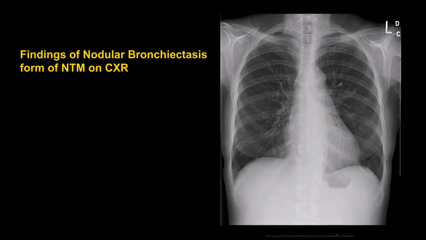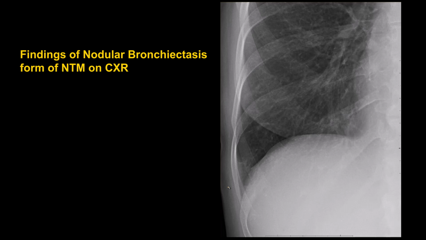Okay, let's take a look at some examples of the nodular bronchiectatic form. All right, let's start out with a chest X-ray, and I'll tell you that the findings are pretty subtle here. Let me zoom up here on the right lower lung. And what we have is some slight reticulonodular opacity in the periphery of the right lower lung.